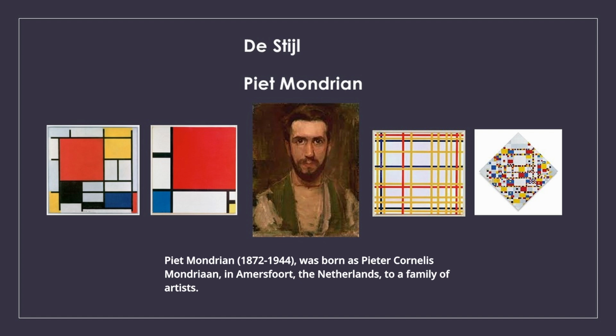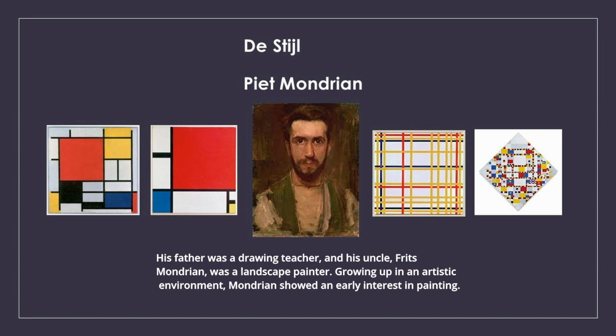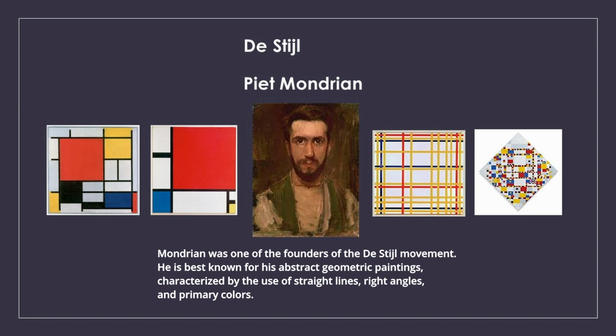Piet Mondrian. Piet Mondrian, 1872–1944, was born as Pieter Cornelis Mondrian in Amersfoort, the Netherlands, to a family of artists. His father was a drawing teacher, and his uncle, Frits Mondrian, was a landscape painter. Growing up in an artistic environment, Mondrian showed an early interest in painting. Mondrian was one of the founders of the De Stijl movement.